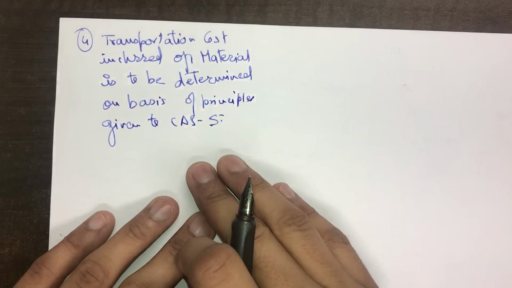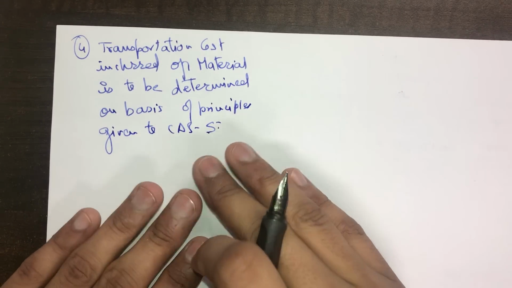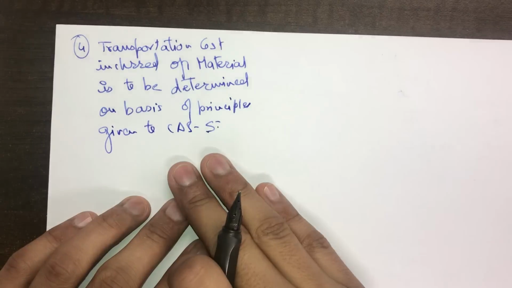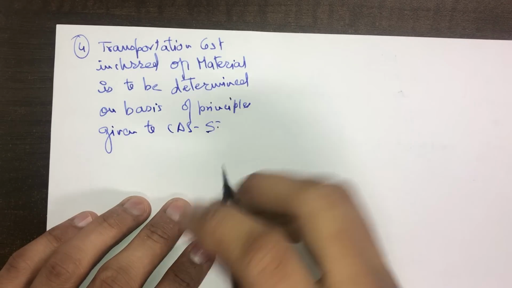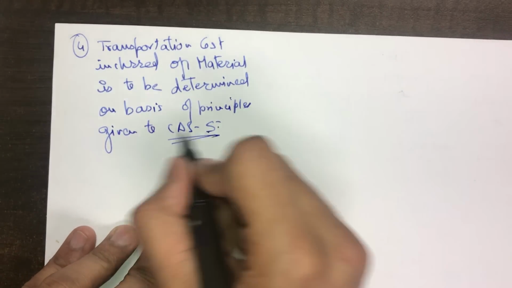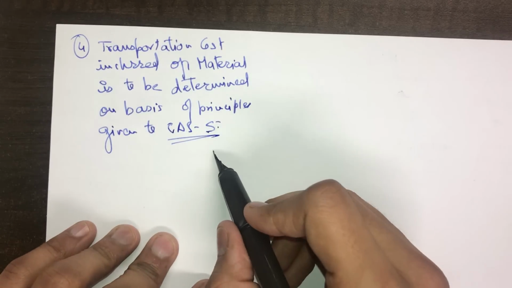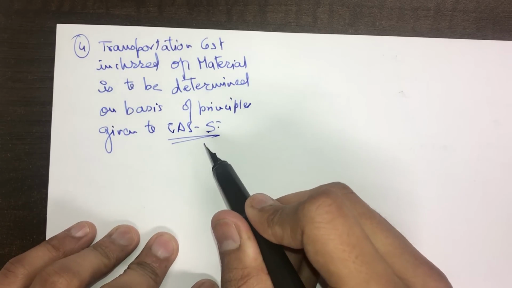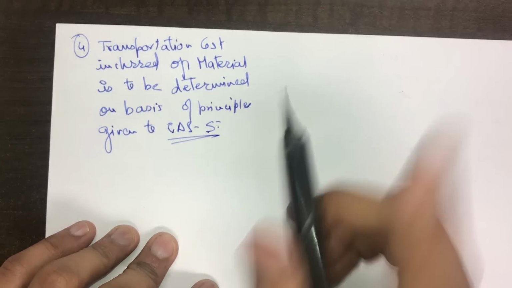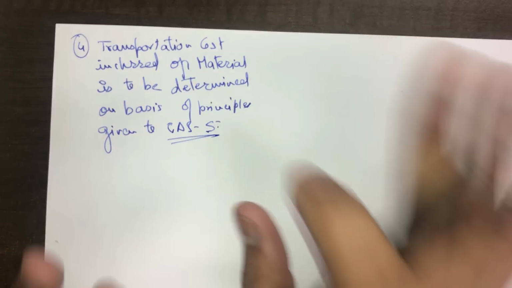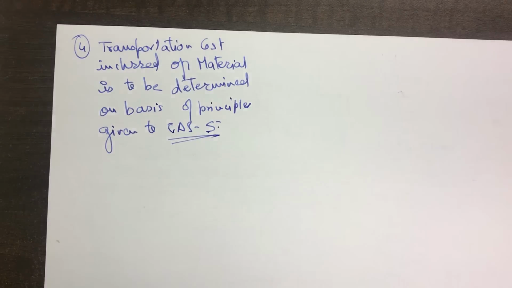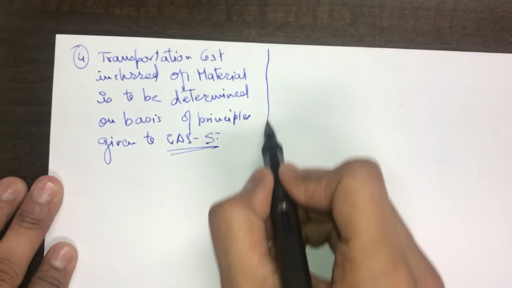So if you want to include any transportation cost as a part of your material cost, then that has to be valued on the basis of the provisions given in CAS 5. CAS 5 is the CAS for provisions of equalized transportation cost. So these are the 4 principles enumerated by the cost accounting standard for the issue of material.